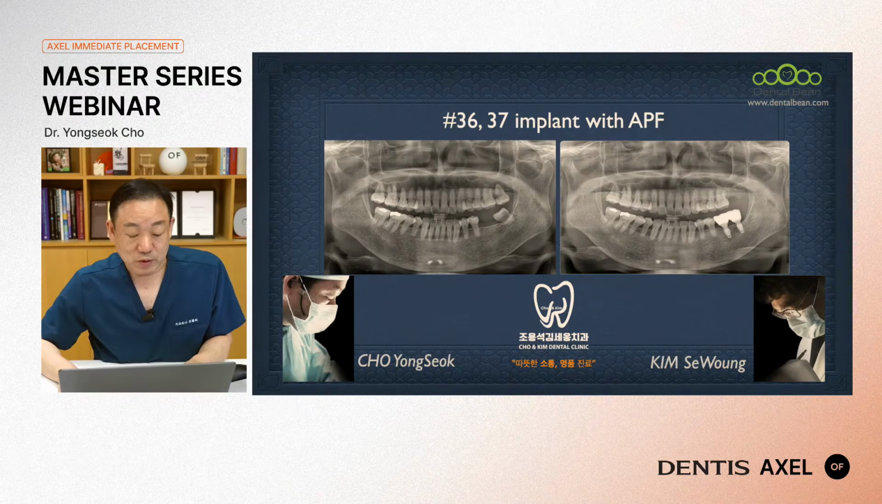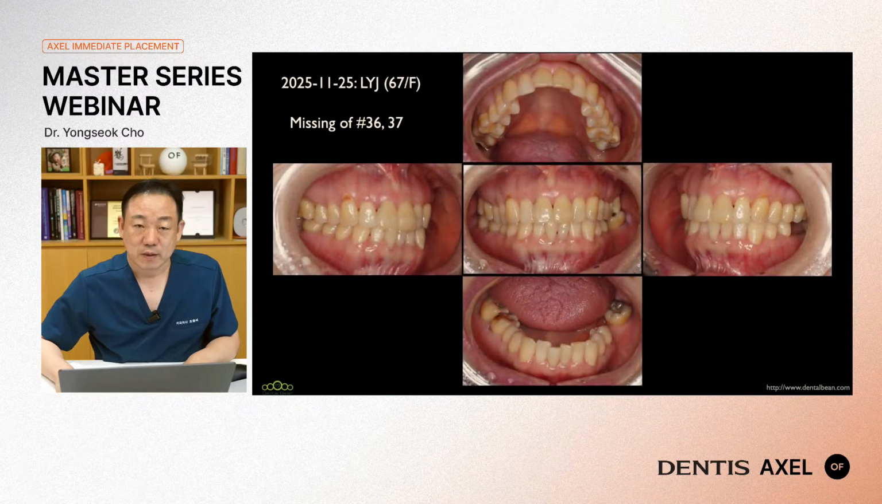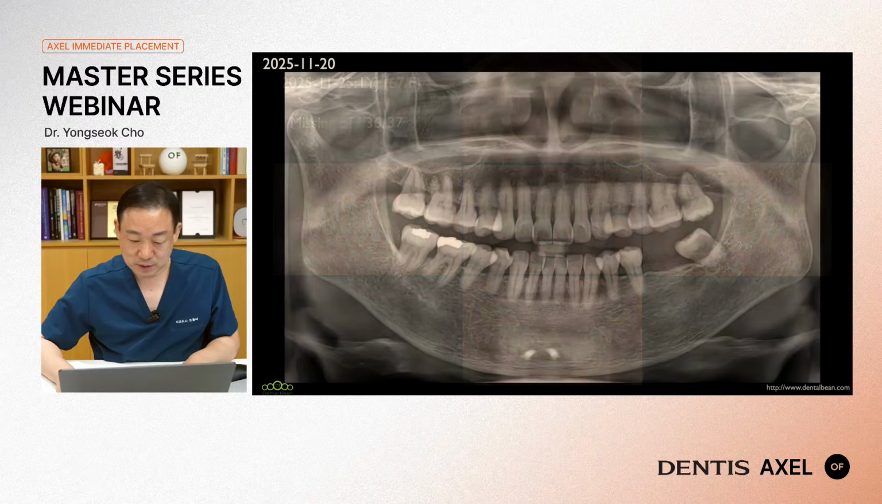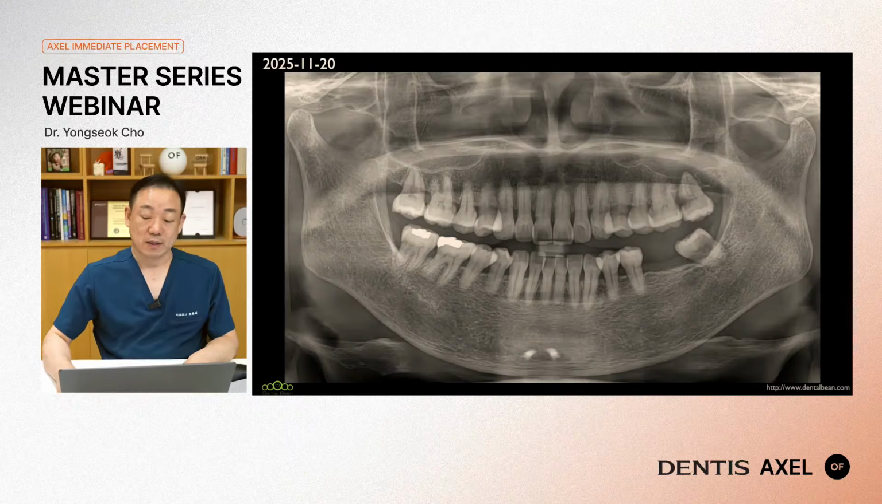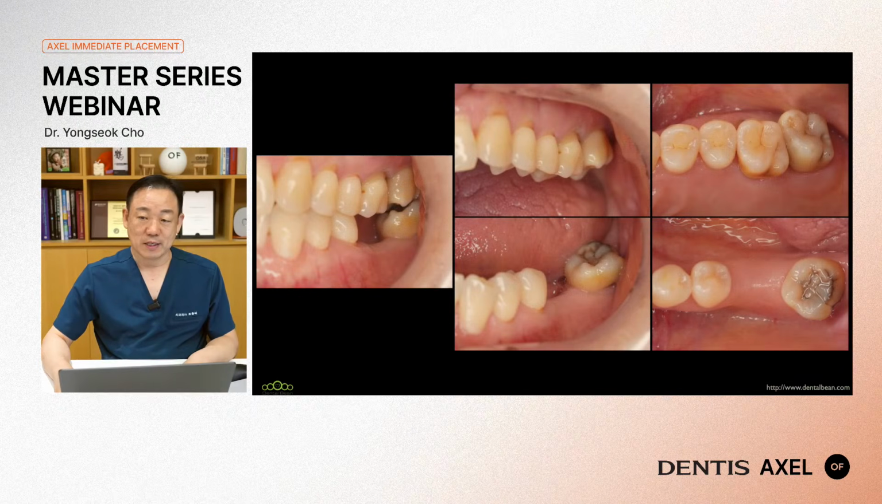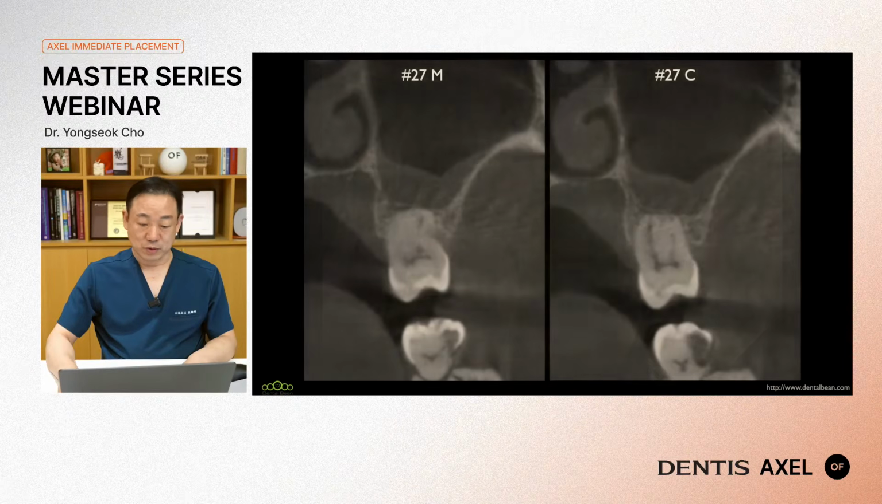This patient is also a late implant surgery case who missed the left molars. It is a 67-year-old female patient who missed 36 and 37. It was lost many years back, and this is a typical healed situation. The last tooth is number 8, I think, which is slightly narrowed. Number 27 is also not in good condition.